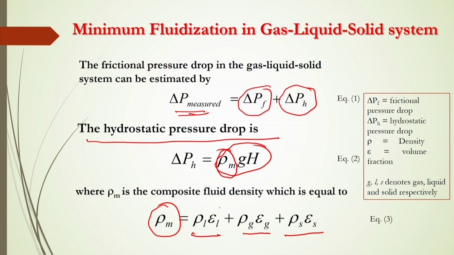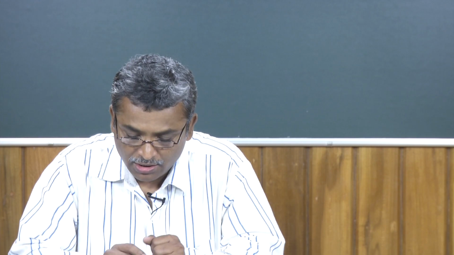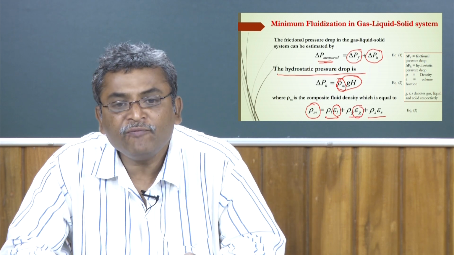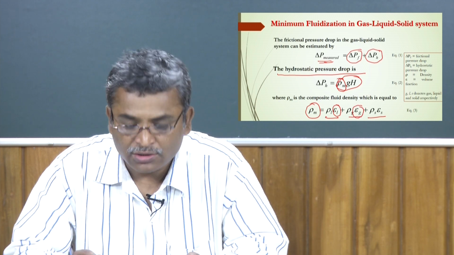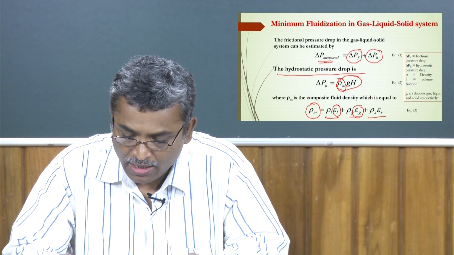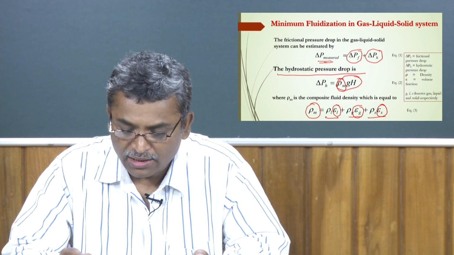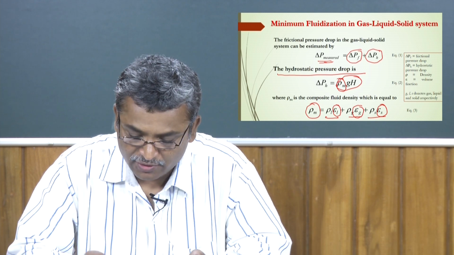Now, what is epsilon L? Epsilon L is nothing but the volume fraction of the liquid in the gas, liquid, solid 3-phase system, and epsilon G is the gas volume fraction in this total phase of gas, liquid, solid. And what should be the solid fraction? That will be denoted by epsilon S, and this is the volume fraction for solid.